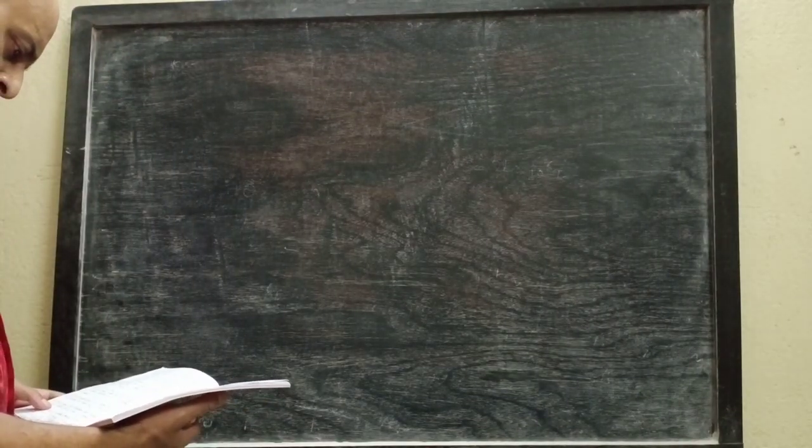Next question. If the angular diameter of the moon is 30 minutes, how far from the eye should a coin of diameter be kept to hide the moon? This can be given to you as homework.